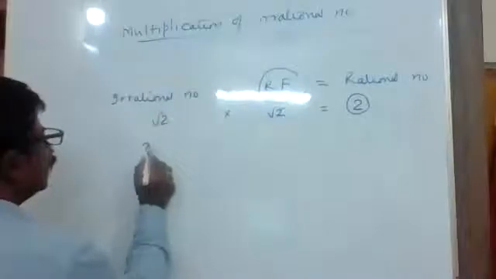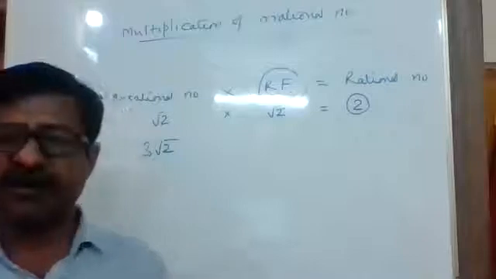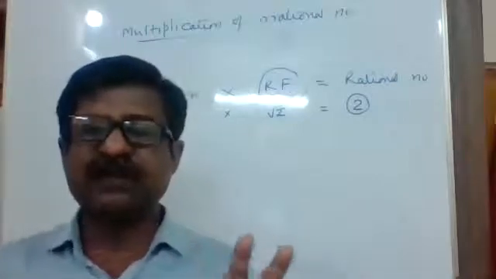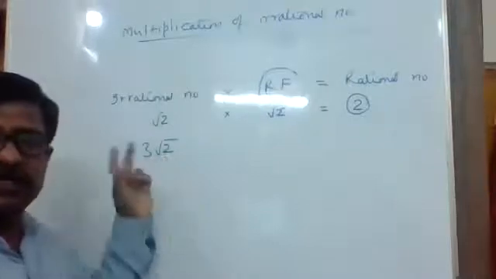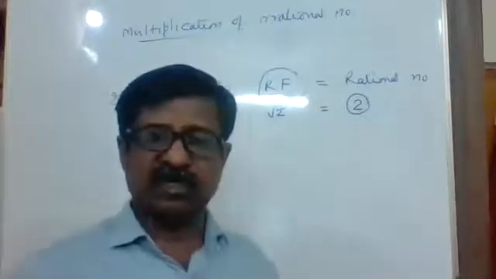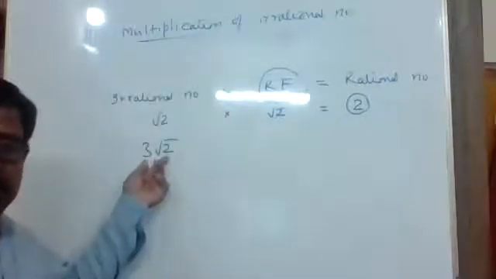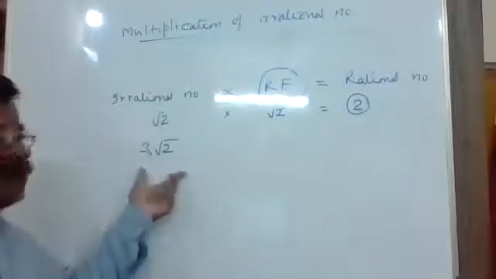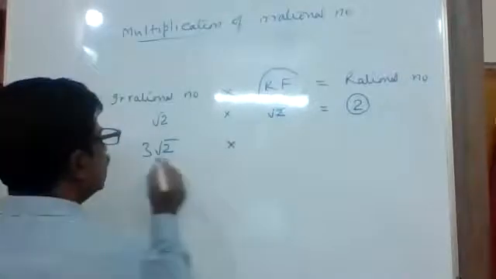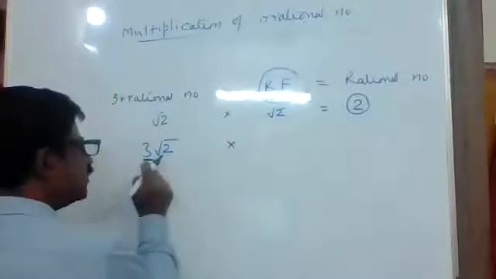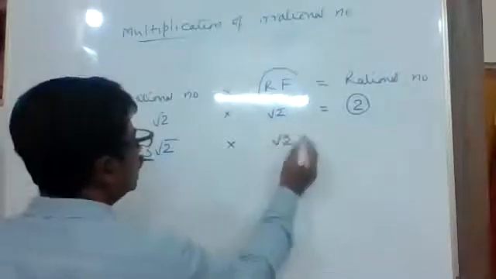Consider another monomial, 3 root 2. Don't consider it a binomial. Binomial means the two terms are separated by either a plus or minus sign. If you get a plus or minus sign in between 3 and root 2, then it is said to be a binomial, two terms. But this 3 root 2 is considered a single term. And the rationalizing factor of this irrational number is the same number. But 3 is already a rational number, therefore we don't have to multiply by 3 once again. We'll write root 2 only.